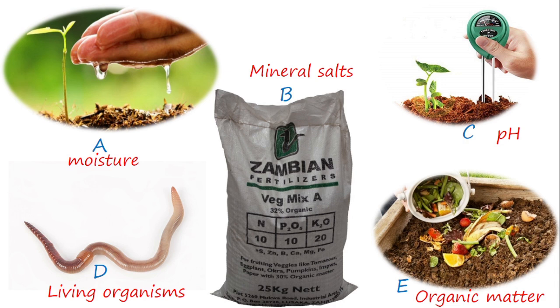So that's why your soil should not be too compact. It should be a bit loose so that there's air going through, so that water can pass through, air can also pass through to the microorganisms. So these are the factors that make soil fertile. We have air, we have moisture, mineral salts, pH, living organisms, as well as the organic matter.